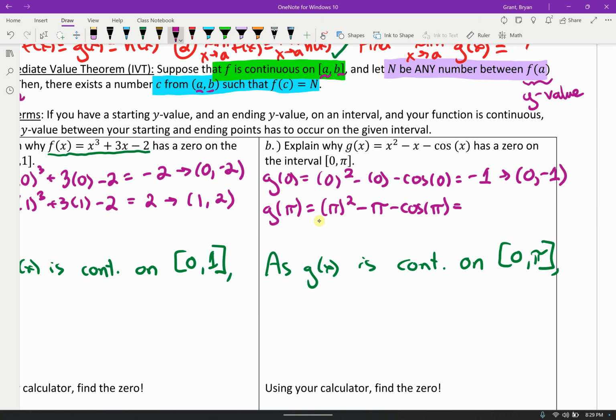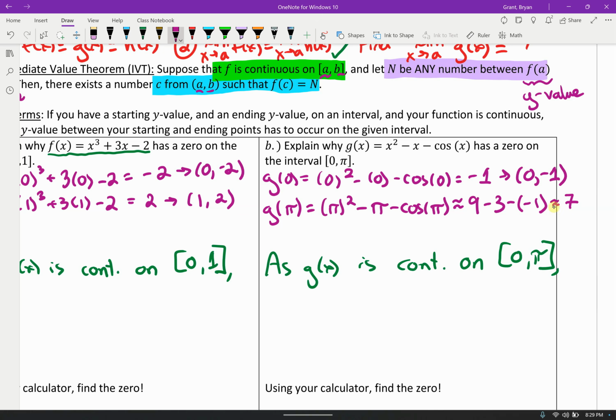Pi squared is approximately, let's see, pi is 3.1, let's call it 3. 3 squared is 9. Pi is approximately 3. And cosine of pi, we know, of course, is -1. So I'm seeing 9 minus 3 is 6. 6 plus 1 is approximately 7.